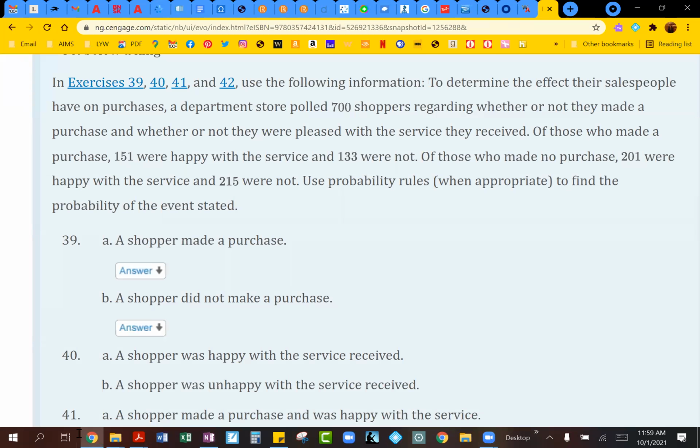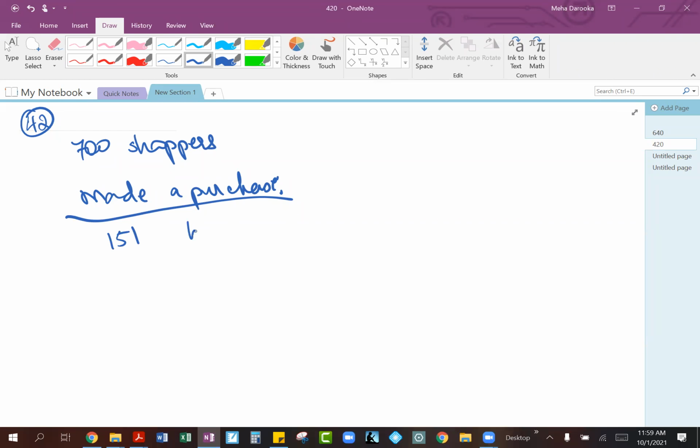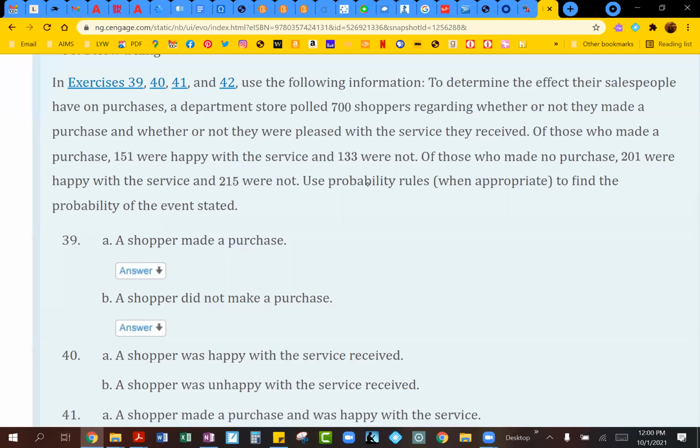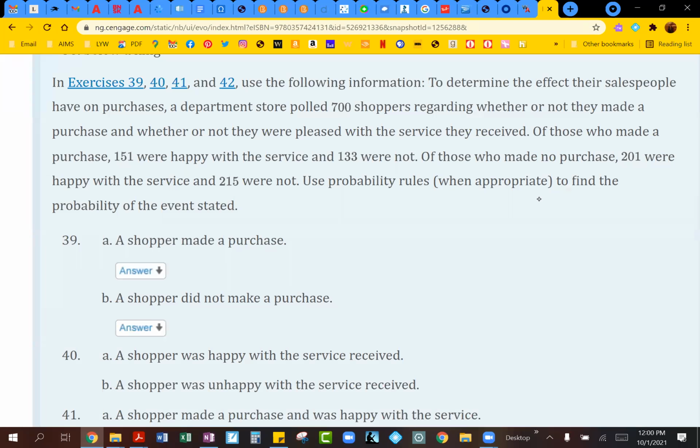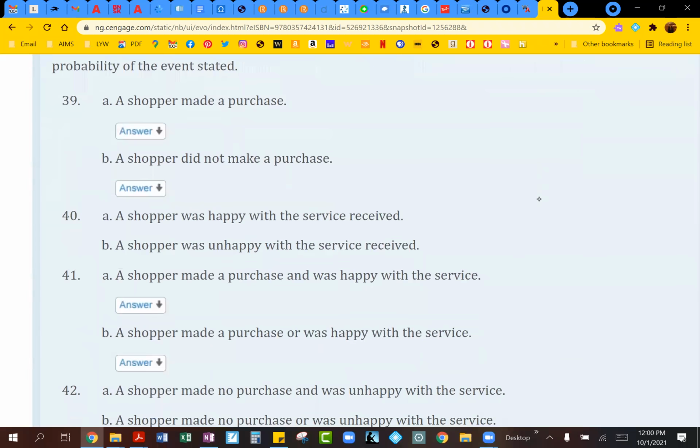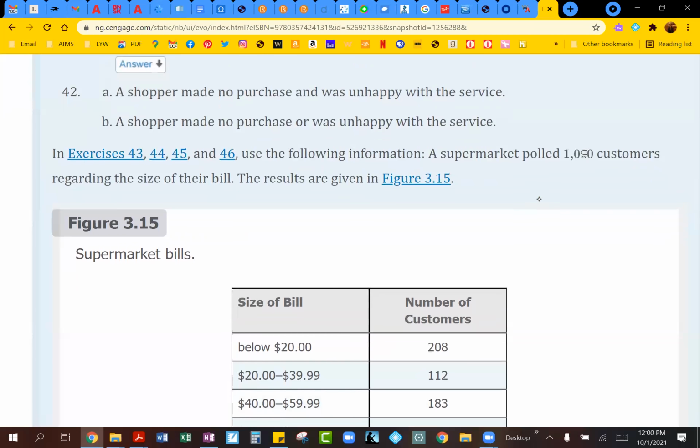So those who made a purchase, 151 were happy, 133 were not. And those who did not make a purchase, they are telling us 201 were happy, 215 were not. Okay, so that was the basic information we have in that. And here's our number 42.